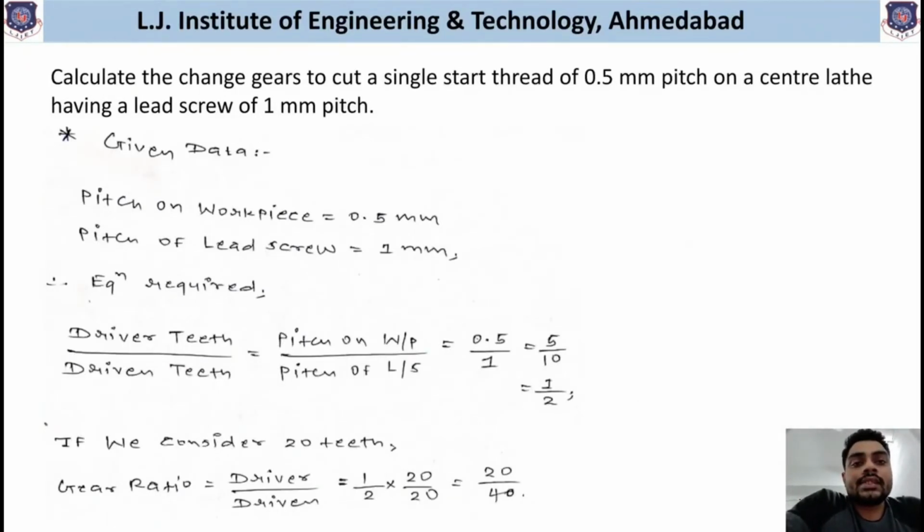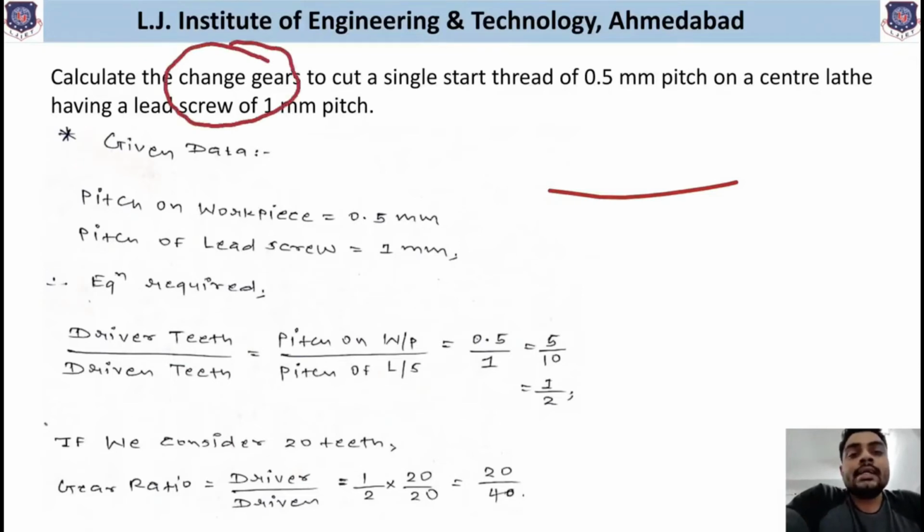Now moving towards our next question. Let us first read the details given. They have asked: calculate the change gears to cut a single start thread of 0.5 mm pitch on a center lathe having a lead screw of 1 mm pitch. So they have asked to find the change gears, that means the gearing ratio which is required to obtain a desired pitch on the workpiece, and this we have discussed in our topic of thread cutting mechanism.